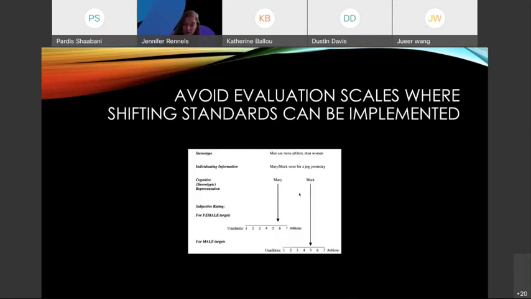The other thing is we talked about evaluations and how those can be problematic. And one of the reasons they can be problematic is what happens if you have these evaluation scales that can be shifting standards. So in this case, there's stereotypes that men are more athletic than women. And then an individual here is like, well, Mary went for a jog yesterday and Mark went for a jog yesterday. Now, they say, how athletic are these individuals?